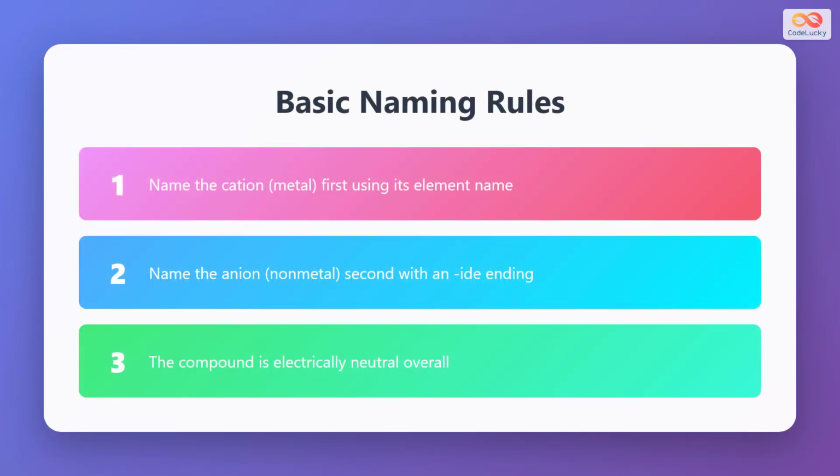There are three fundamental rules for naming ionic compounds. Rule number 1, always name the cation or the metal first using its element name exactly as it appears on the periodic table. Rule number 2, name the anion or the nonmetal second, but change its ending to -ide. For example, chlorine becomes chloride and oxygen becomes oxide. Rule number 3, remember that the compound must be electrically neutral overall. The total positive charges must equal the total negative charges, even though we do not mention the charges in the name.